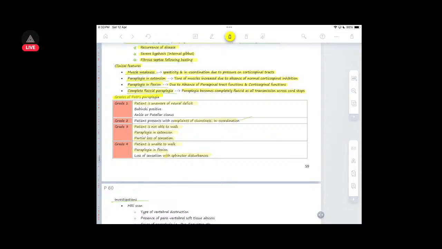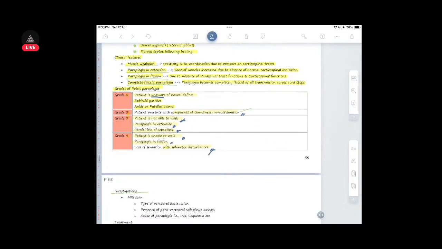Then we have grading of Pott's paraplegia: 1, 2, 3, 4. Grade 1, the patient is unaware. Babinski is however positive, and ankle and patellar clonus will be there, with rapid movement upon passive flexion. Grade 2, the patient complains of clumsiness in coordination. Grade 3, the patient is not able to walk. Paraplegia in extension is there and partial loss of sensation. Grade 4, the patient is unable to walk, paraplegia in flexion will be there, and there will be sphincter disturbances.